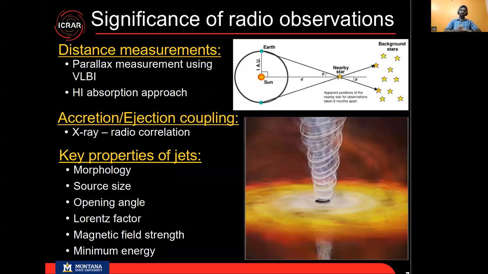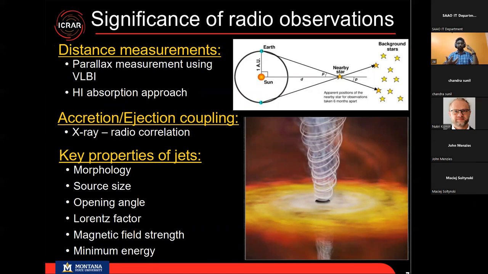Yeah, so the first and most important question that comes to everyone's mind is why radio observations are important for these systems. The first and most important thing that comes to mind is the distance. Using radio observations, we can calculate the distance of a stellar object. In some cases the best way is obviously the parallax, but in some cases parallax measurements are not possible. In those cases, we can use the Doppler shifted HI absorption line. I will show you examples in my coming slides of how we use the Doppler shifted HI absorption line to constrain the distance to black hole XRBs.